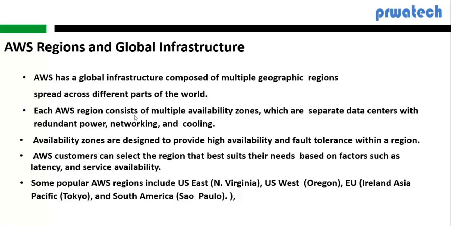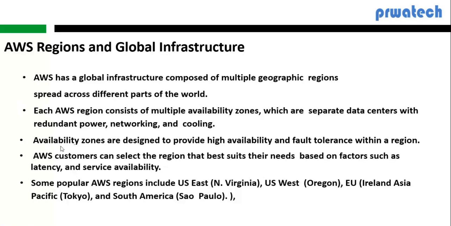And each AWS region consists of multiple availability zones, which are separate data centers with redundant power, networking, and cooling. It means in every region, suppose you take the example of Mumbai. Mumbai is a region. In every region, you will have a minimum of 3 availability zones. Availability zones means we'll call them data centers. We will have 3 data centers minimum, and maximum it can be 6 in one region. Minimum 3 availability zones and maximum 6 can be there. And in every availability zone, you will have internet and cooling.